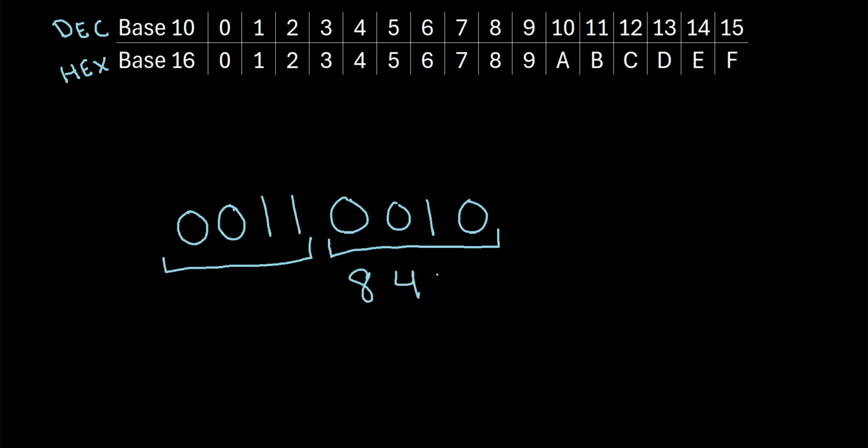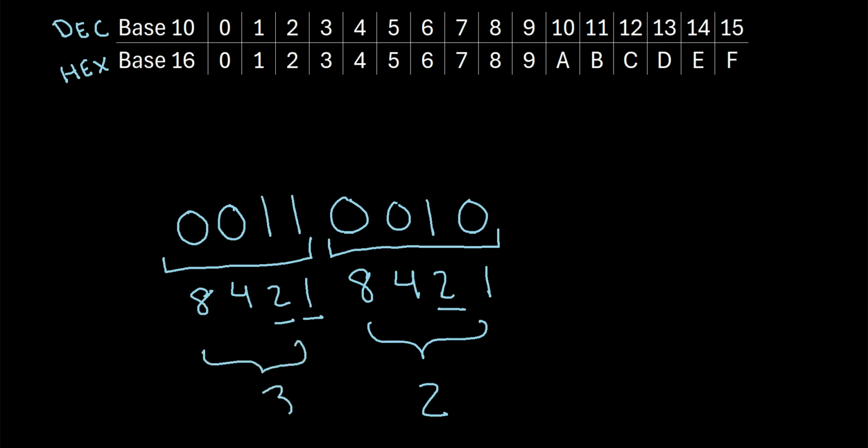Okay, so the last step is we'll write our 8, 4, 2, and 1, and we'll underline the values that have a 1 that correspond to them. So it's only the 2 in this first group of 4. So this whole thing is just a 2. And in this next group, we have 8, 4, 2, 1. It looks like the 1 and the 2 will be underlined. So 2 plus 1 is 3. So our final answer is 3, 2. This is the hexadecimal equivalent of this binary value.